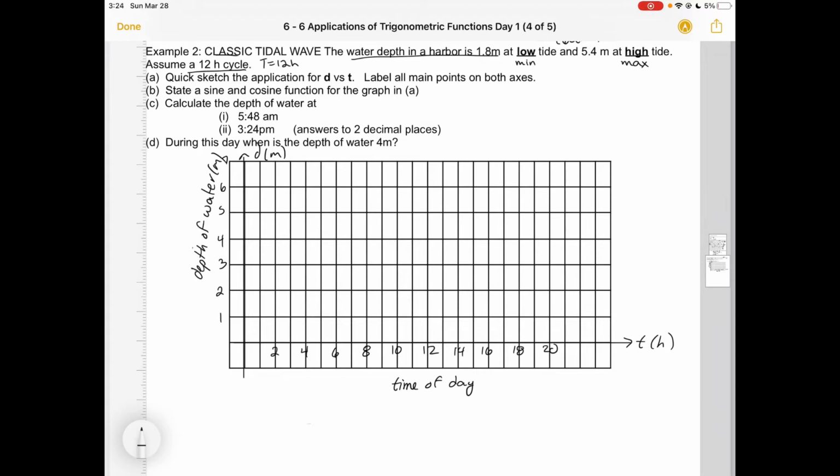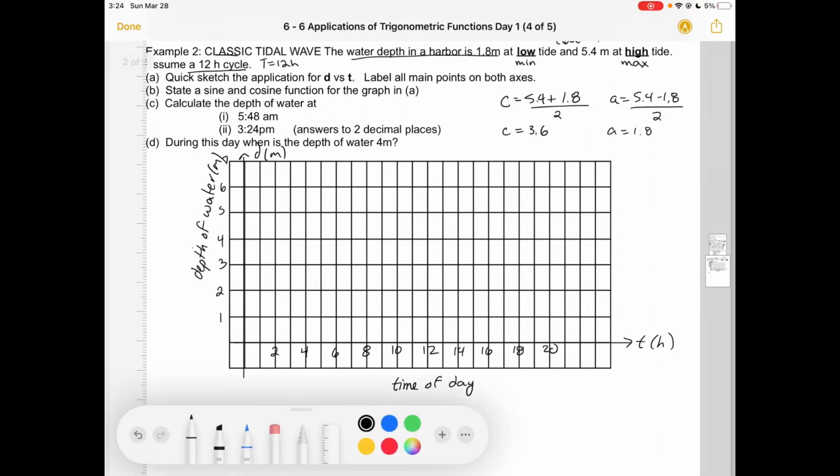So the first thing that I need to do is to figure out my axis of the curve as well as my amplitude. So let's find out my C value first, and I'm just going to do it up here. So my C value is going to be my maximum plus my minimum divided by 2. So this is going to give me 3.6. My amplitude is my max minus my minimum divided by 2, which is going to give me 1.8.